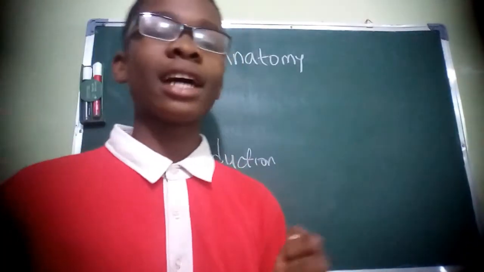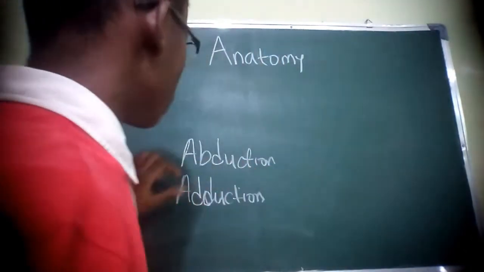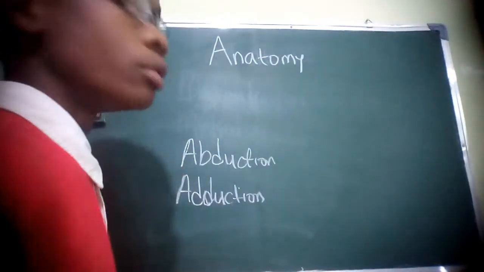So we look at abduction. Abduction simply means that the structure is being moved away from the midline. Like when you're abducting your upper limb, you're moving it away from the midline. So we look at the next one, adduction. Adduction simply means that the structure is coming nearer to the midline.